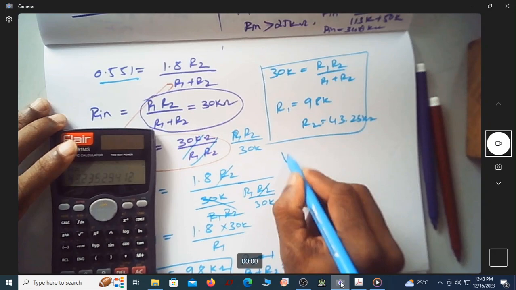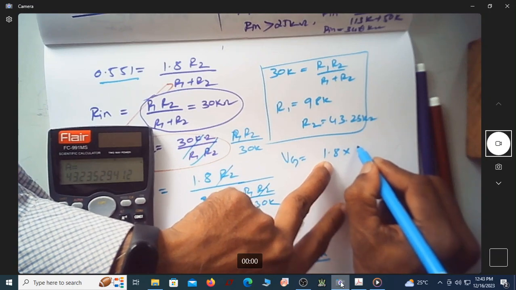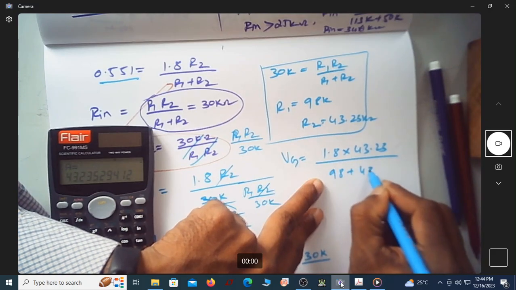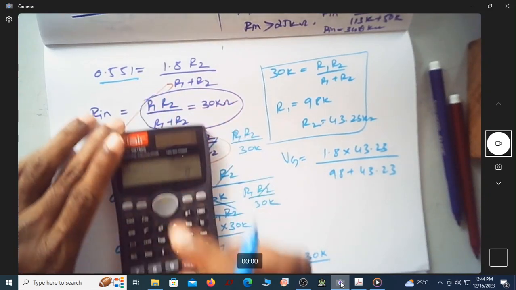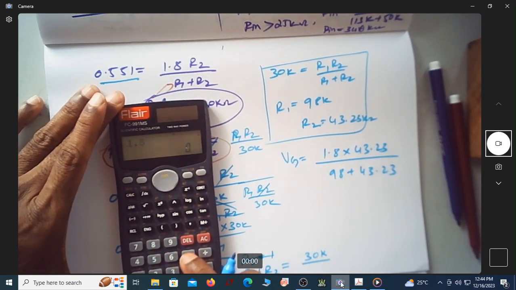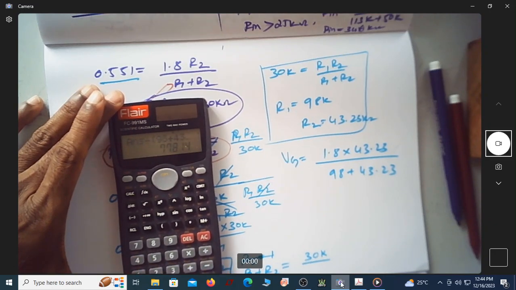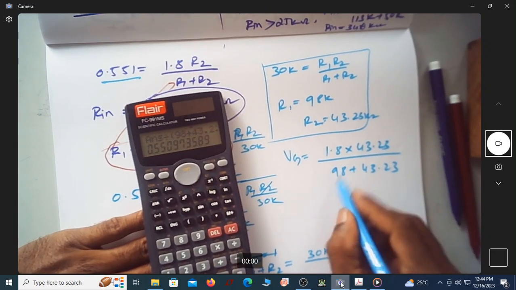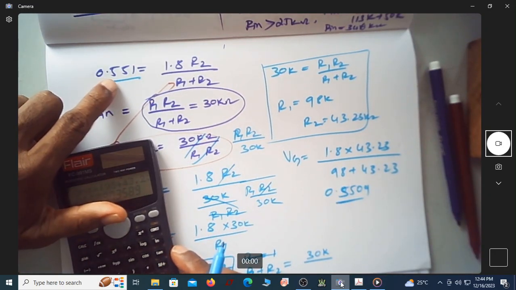So now you can see how much is VGs. Is it not 1.8 into, how much is this R2? 43 point, this is just a confirmation. Is it not 98 plus 43.23? Let me just do that. This should be giving 0.551. 1.8 into 43.23 divided by 98 plus 43.23. Are you not getting 0.5509, which is equal to 0.551?